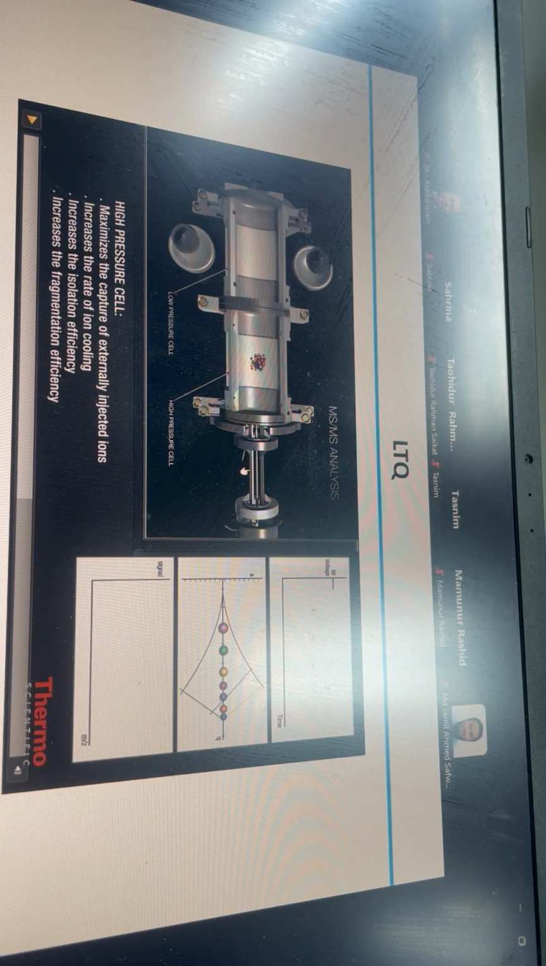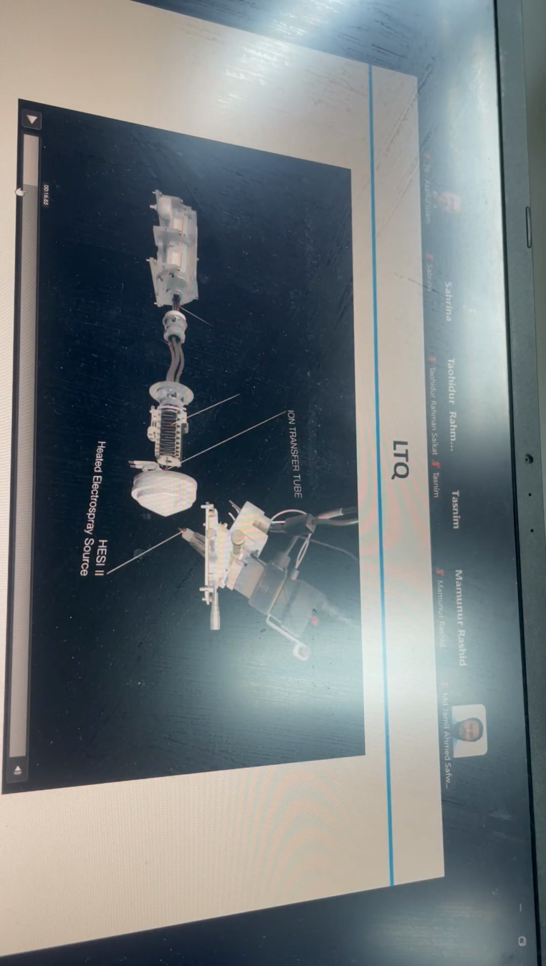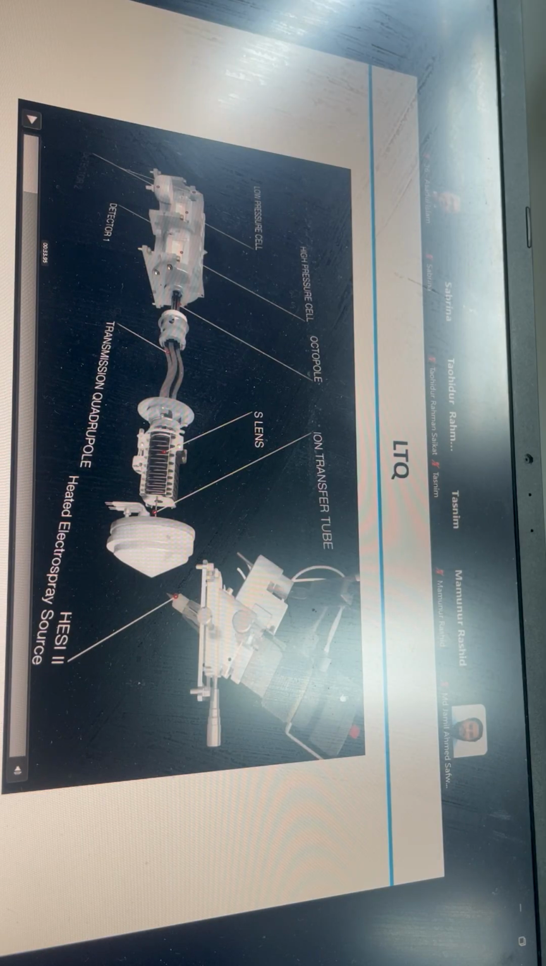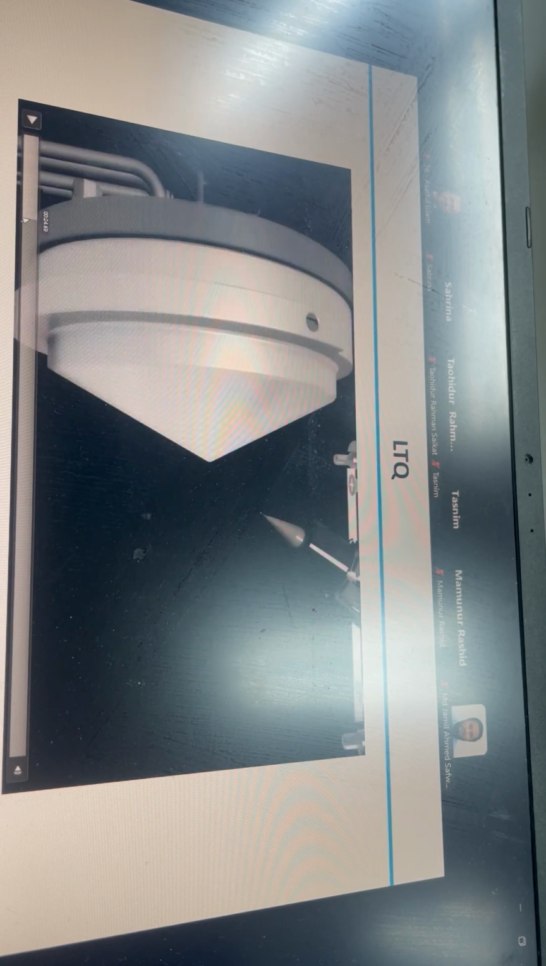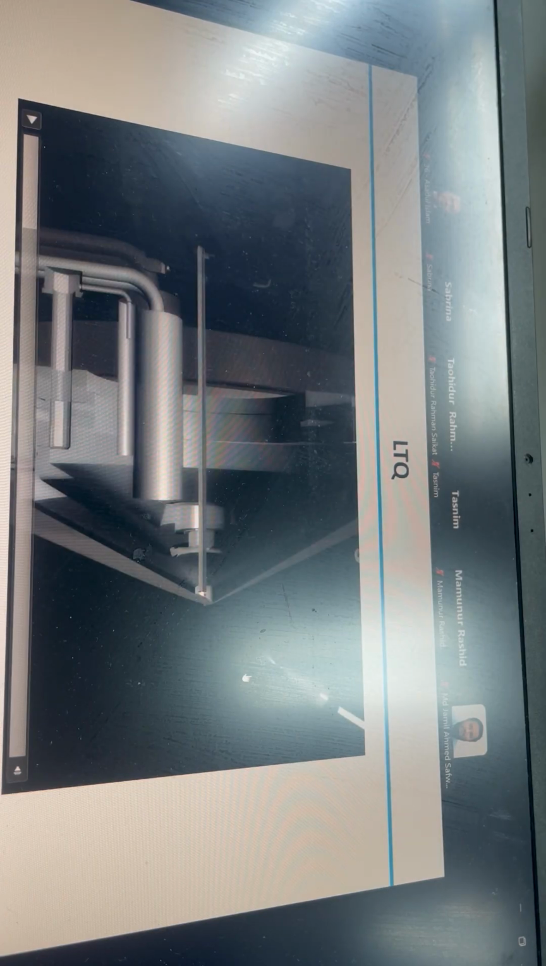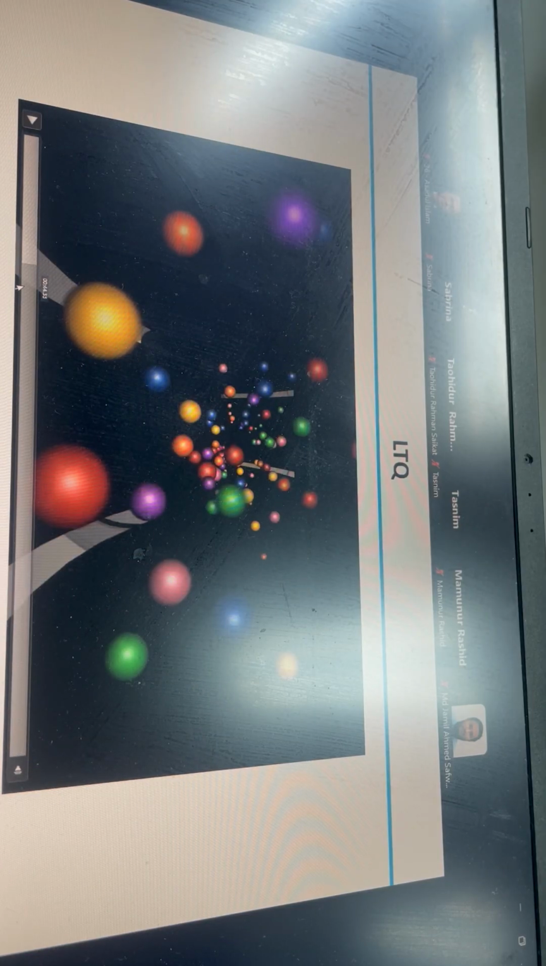I just want to show you some important parts. As you can see, at the beginning this is the source. This is the HESI source, heated electrospray ionization, second generation source, and it's actually generating ions. Once it's generated ions, these ion droplets enter the ion transfer tube, and then go through the different types of electrodes that we mentioned. Sometimes we call it the ion train because they are traveling through like a train.